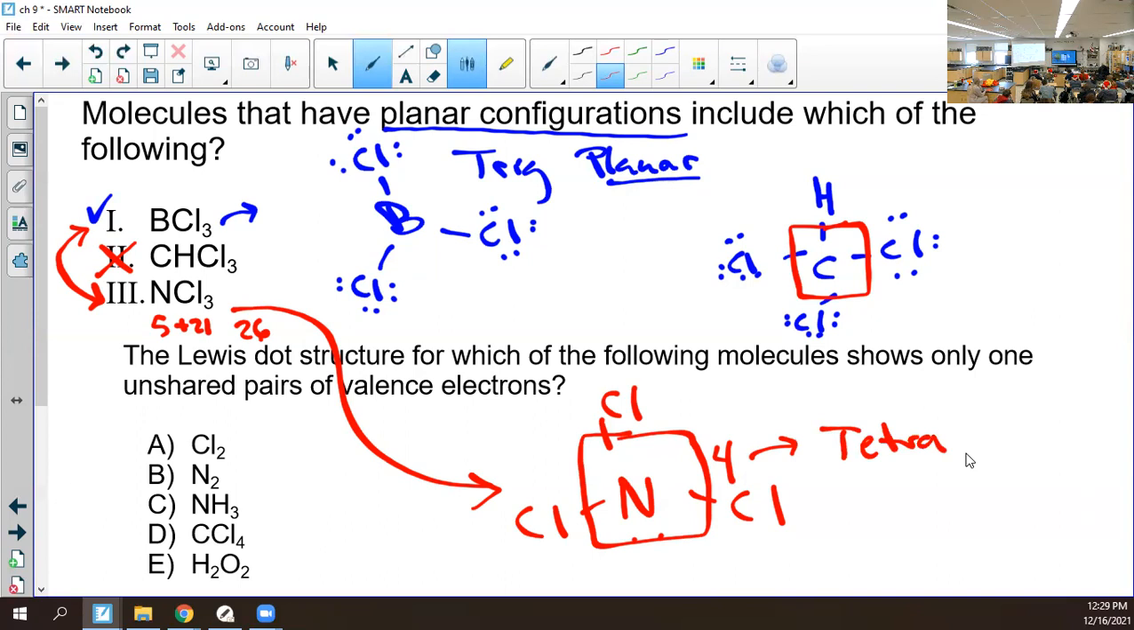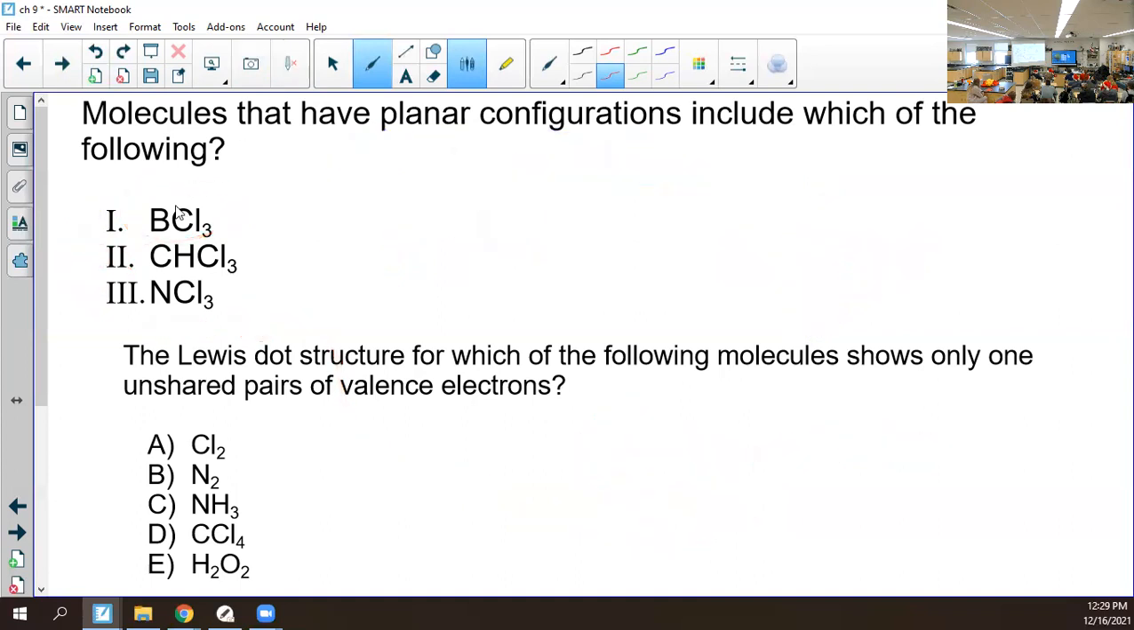4 means tetrahedral. Does that end with the word planar? Nope. So which one? Only this one, right? Only the first one had planar configurations. Good. Okay.